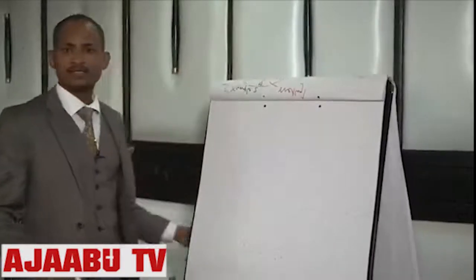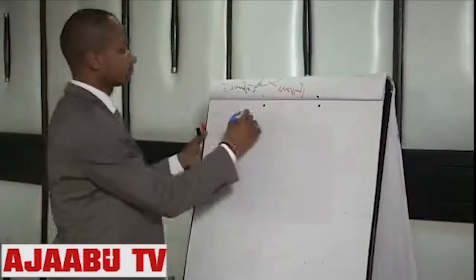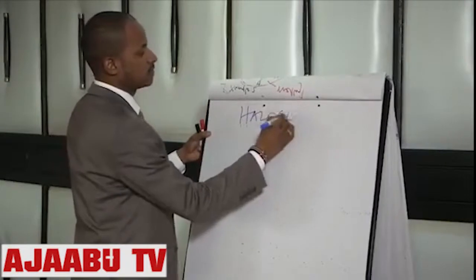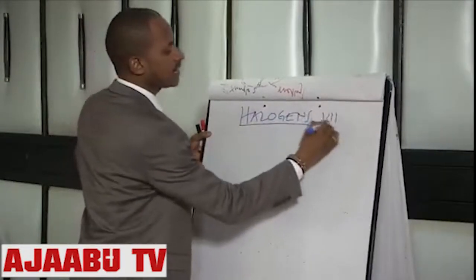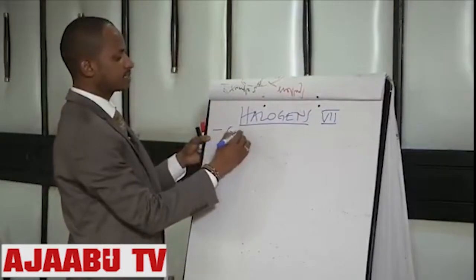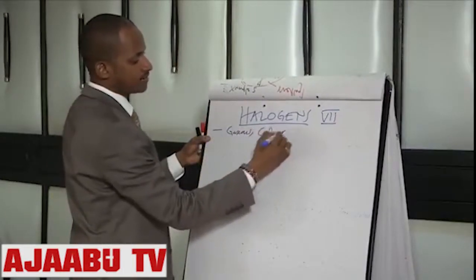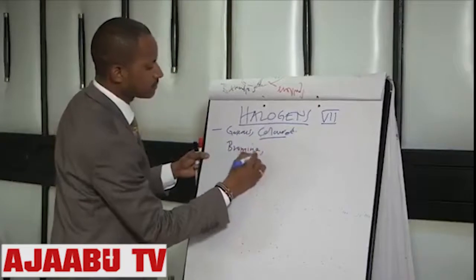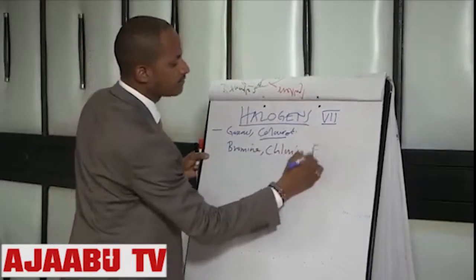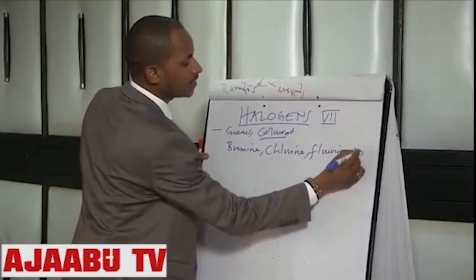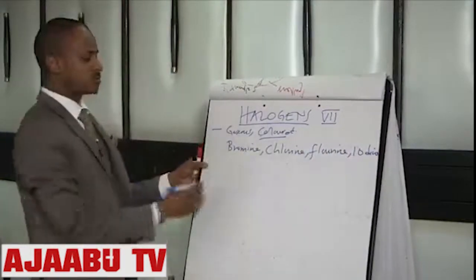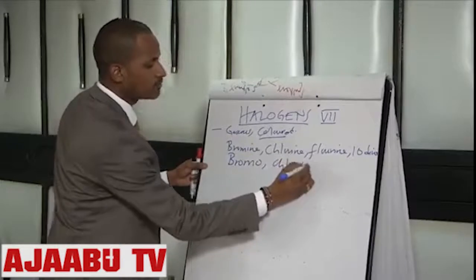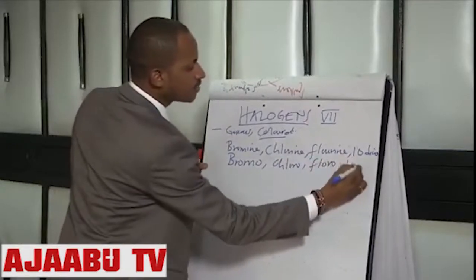After naming, class, we want to name them when they have halogens. Halogens are group 7 elements. Their characteristics are that they are gaseous in state and they are colored. Examples are bromine, chlorine, fluorine, iodine. In naming these, for bromine you simply write bromo. For chlorine it is chloro. For fluorine it is fluoro. And for iodine, iodo.